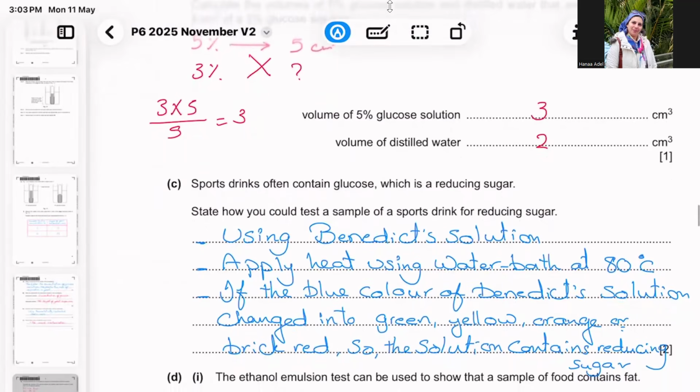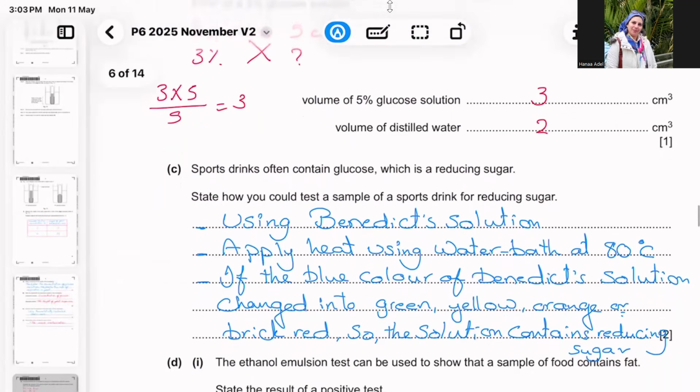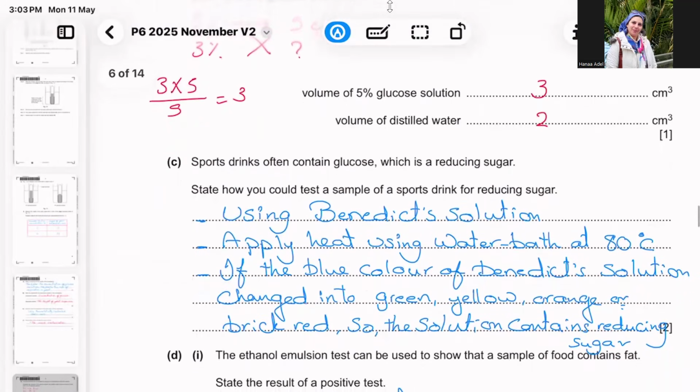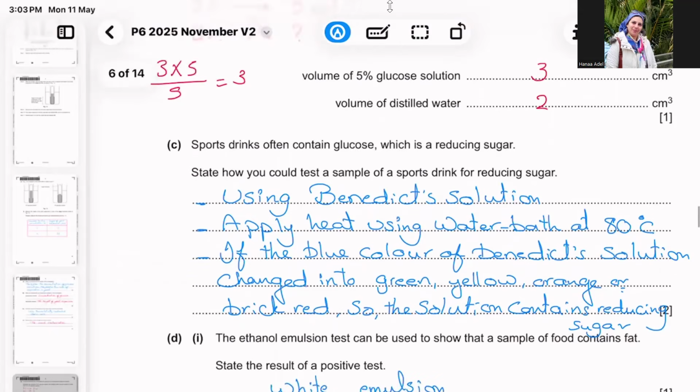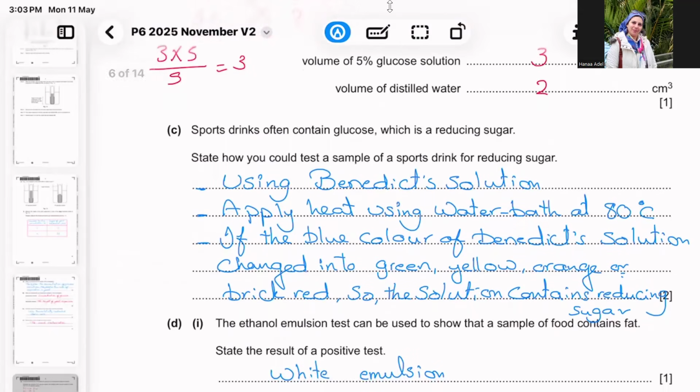Ethanol emulsion test can be used to show that a sample of food contains fat. State the result of a positive test. So the positive test of emulsion, when we test the presence of oil or fat or lipids, will give us a white emulsion or cloudy emulsion.